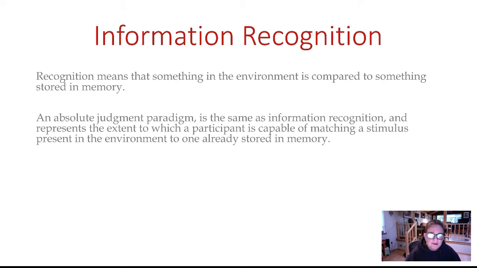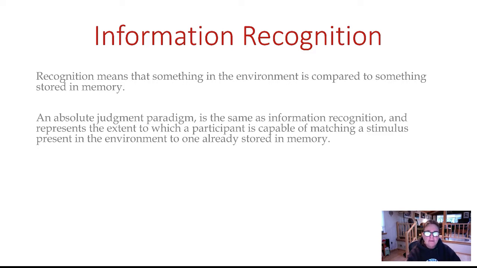Information recognition means that you're comparing one item in the environment to another item that's stored in memory. We call this an absolute judgment paradigm. It's the same as information recognition, and it indicates the extent to which a participant is capable of matching a stimulus in the environment to one that's already stored in memory.